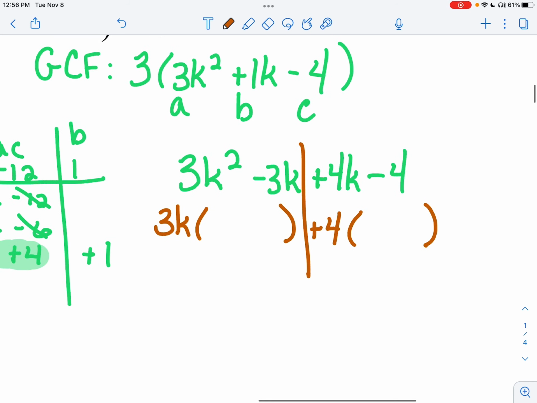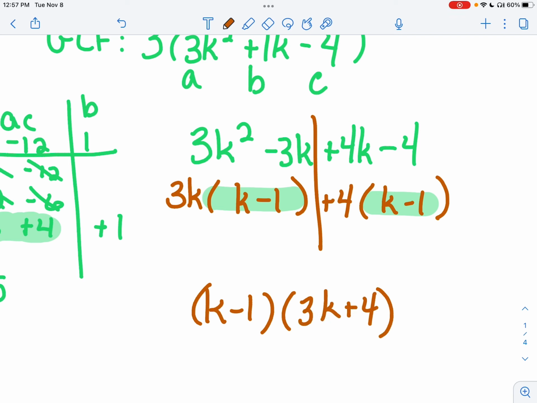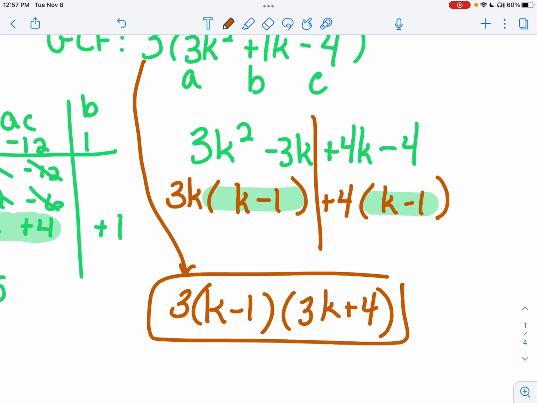It's kind of nice. And if you accidentally switch these, your GCFs will be a little bit different, but you'll end up with the same answer. So if I pull that out, I get 1k, take away 1. If I pull that, oh, look at that, I get 1k, take away 1. And those 1s in front of the k's are not really needed. All right, your new GCF is k minus 1. You see that double binomial there that we pulled out? And you're left with the 3k plus the 4. Don't forget your GCF at the very beginning of 3. And there it is in factored form.